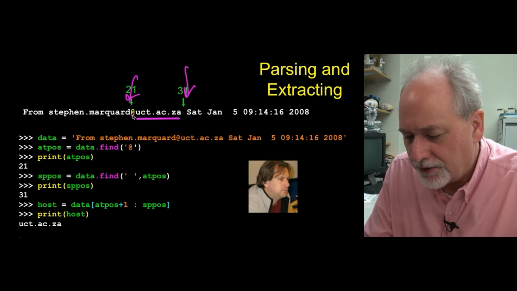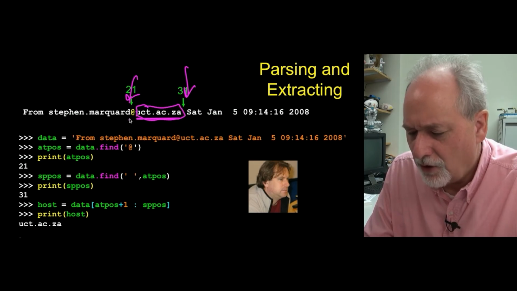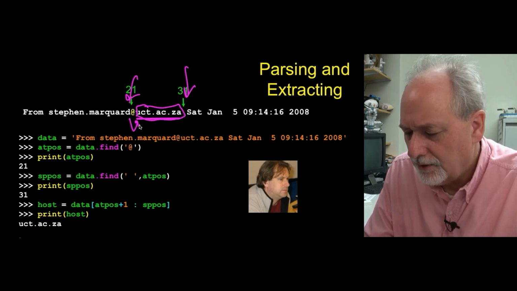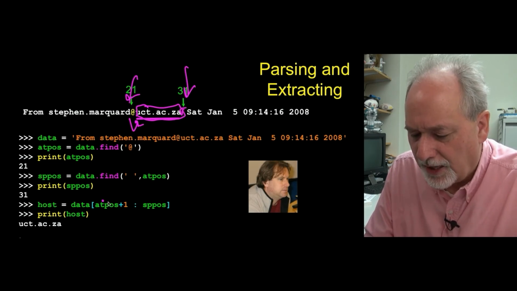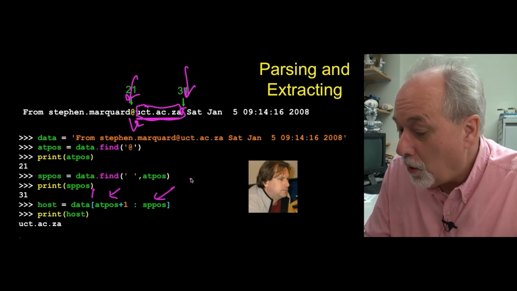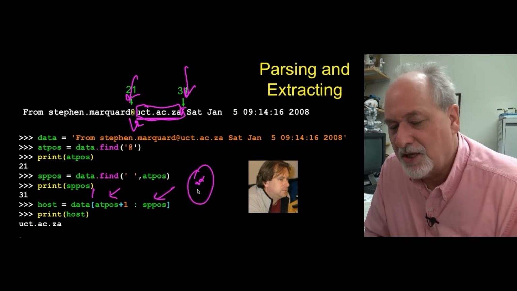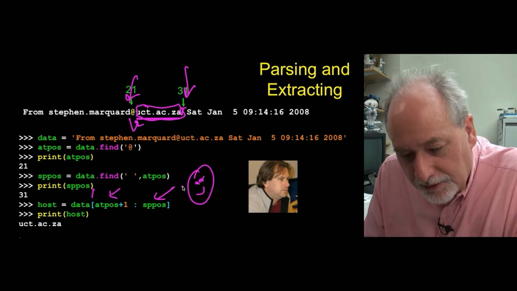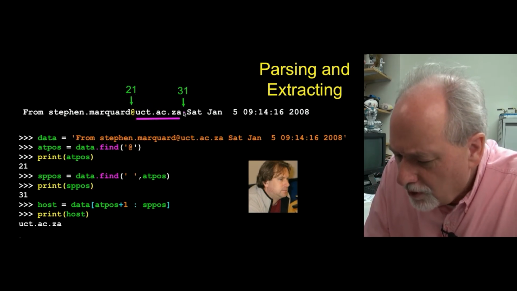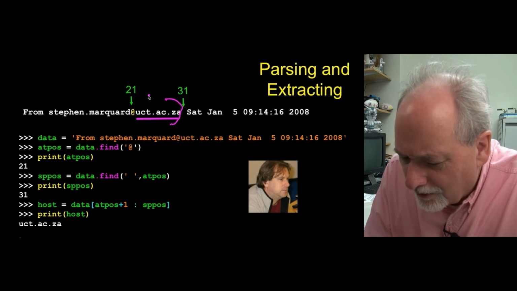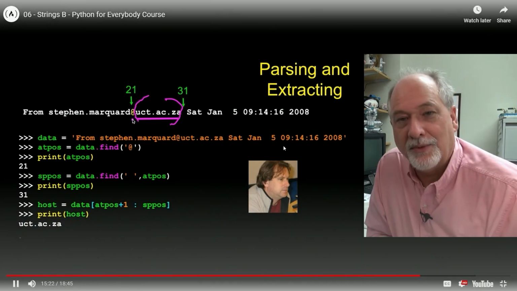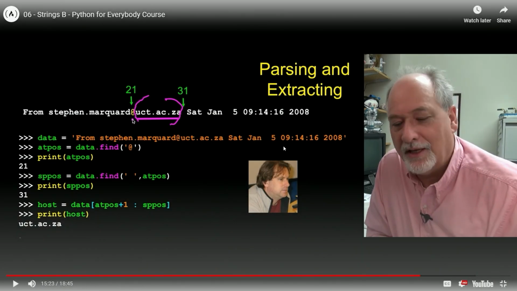Now what we really want is this bit right here. So we have to go one beyond the @ sign, and we don't want the space. We're going to use slicing here: data sub at position +1 up to but not including the space. Oh, smiley face, because we didn't have to say space -1, because that is up to but not including. So let's look at this again, even though we already looked at it.